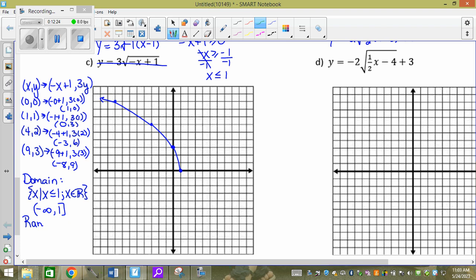And then my range, it didn't change. Why didn't it change? What affected my y's? Just a vertical stretch, correct? Does a vertical stretch affect a 0? No. So my range is still y such that y is greater than or equal to 0, y is an element of the reals. You have an x-intercept at 1, 0. Don't short form on a diploma. And a y-intercept at 0, 3.